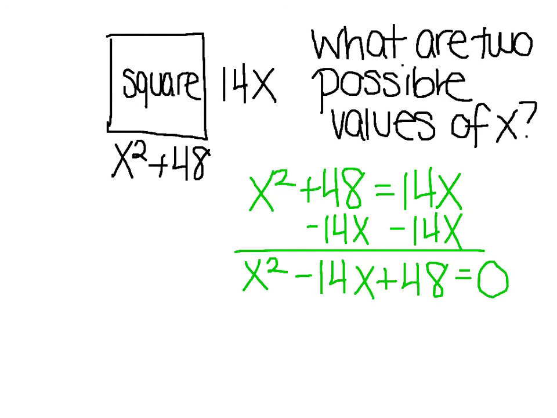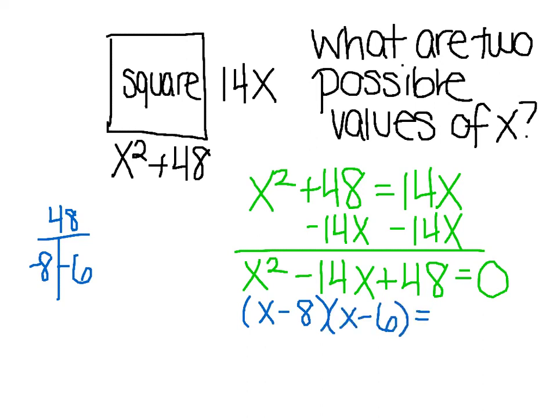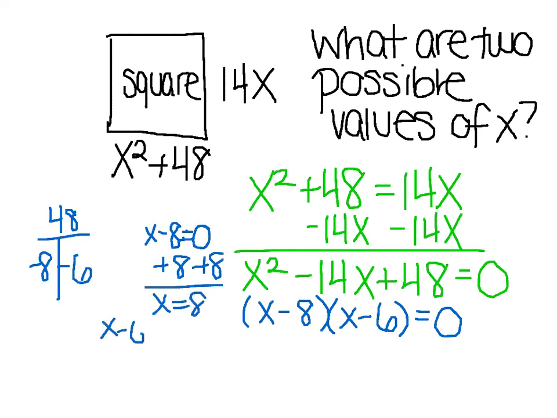Okay, hopefully you've tried this. Now let's check to see if you're right. I'm looking for factors of 48 that add to negative 14, and that's negative 8 and negative 6. So x minus 8 times x minus 6 equals 0. Therefore, x minus 8 equals 0. I can add 8 and get x equals 8. I also know x minus 6 equals 0, so I can add 6 and get x equals 6. Therefore, my two possible values of x are x equals 6 and x equals 8.